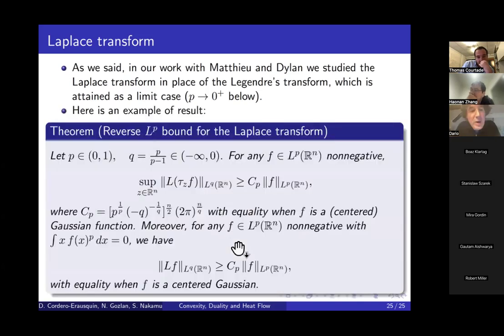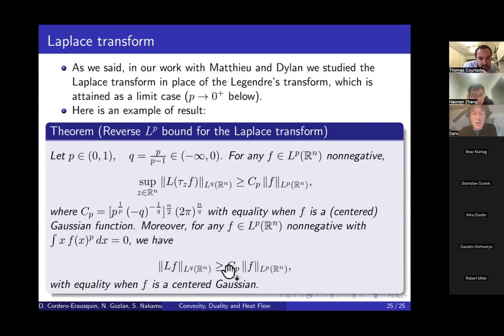I mention here one kind of result that you can prove for the Laplace transform. It's really the regime p below 1. So p is between 0 and 1, q is its conjugate, so it's negative. What you want to prove is this kind of inequality: if f is in Lp, its Laplace transform is in Lq. And this is like an improvement in the positivity because, of course, here q is negative, so it somehow controls the fact that Lf is far from being 0.